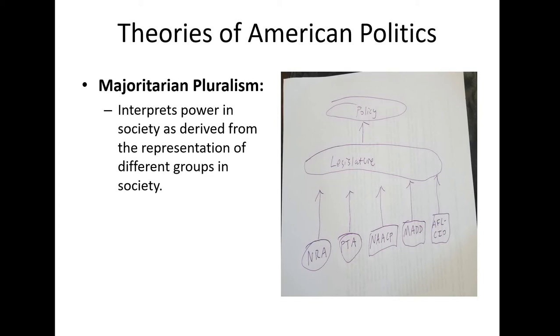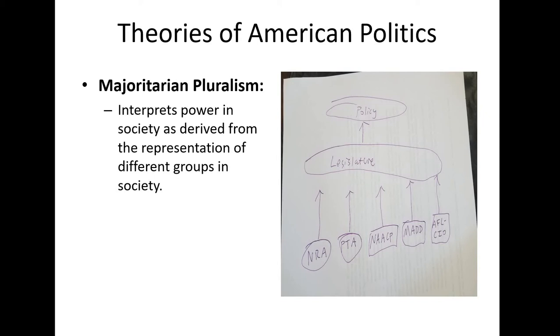These interest groups are in competition with one another, and sometimes one wins, sometimes the other wins. Let's say there's a school shooting. The PTA is going to say gun control, gun control, gun control, and the NRA is going to say Second Amendment, Second Amendment, Second Amendment. They're going to keep fighting it out, and then the legislature votes and makes policy. That is majoritarian pluralism.